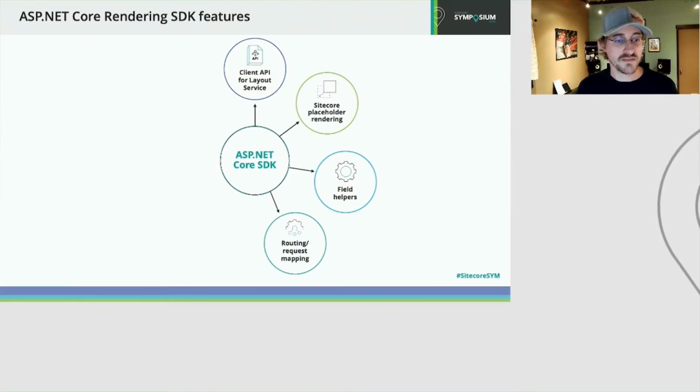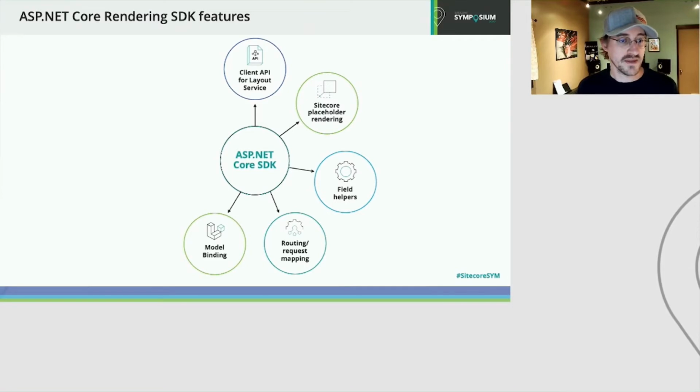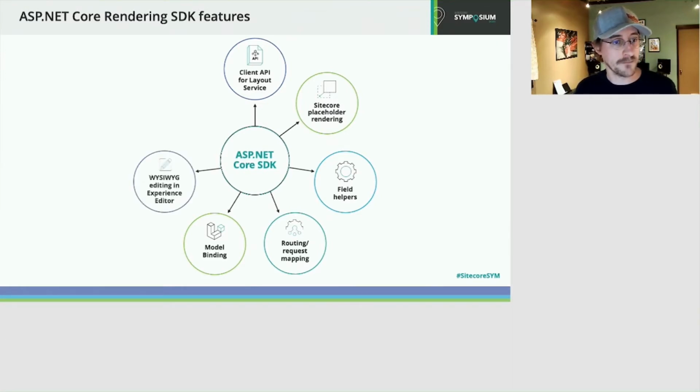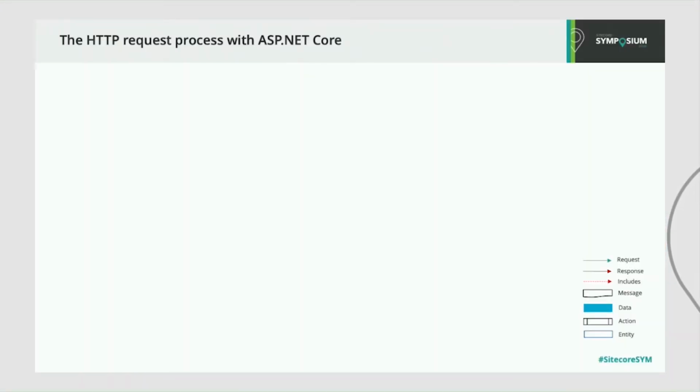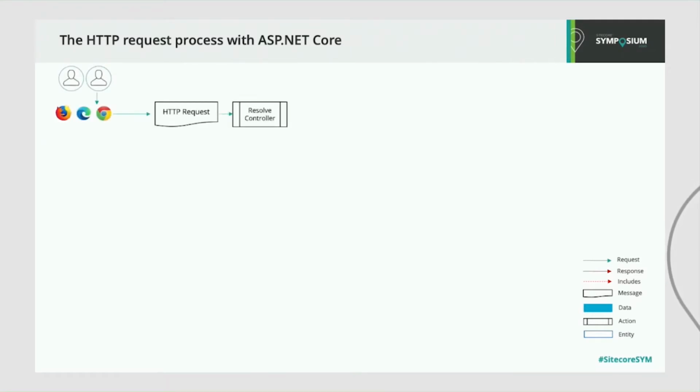The ability to map incoming HTTP requests to layout service requests, and bind the results of that layout service response to a strongly typed model that makes it easier to render. And then the ability to integrate with the Sitecore experience editor and analytics for full Sitecore XP support. Speaking of that HTTP request, let's talk through the request pipeline as it runs when using our rendering SDK.